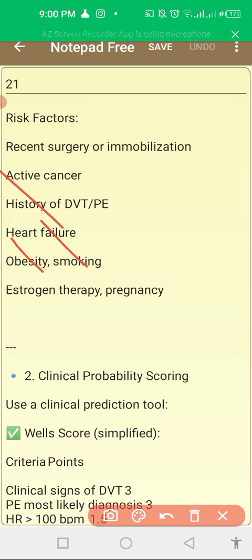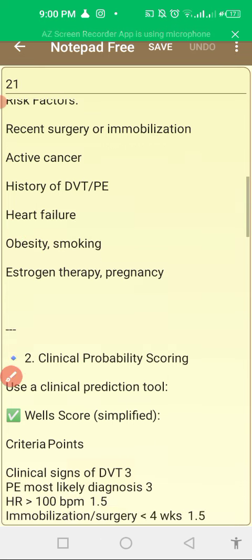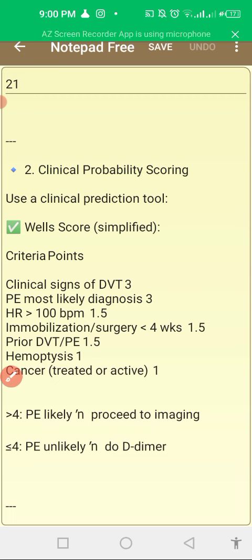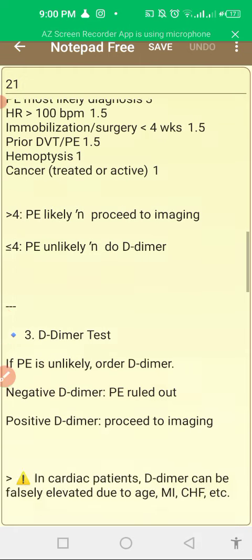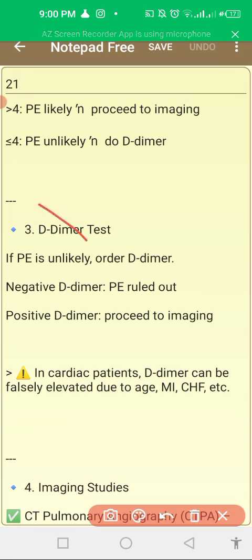And we will also have to look at some clinical probability scoring, like there is probability scoring for DVT, which contains the pulmonary embolism diagnosis, heart rate more than 100, immobilization or surgery, hemoptysis or cancer or anything related to this. Then we will have to score the pulmonary embolism, or we will have to perform a D-dimer test, and if it is positive, then proceed for imaging.